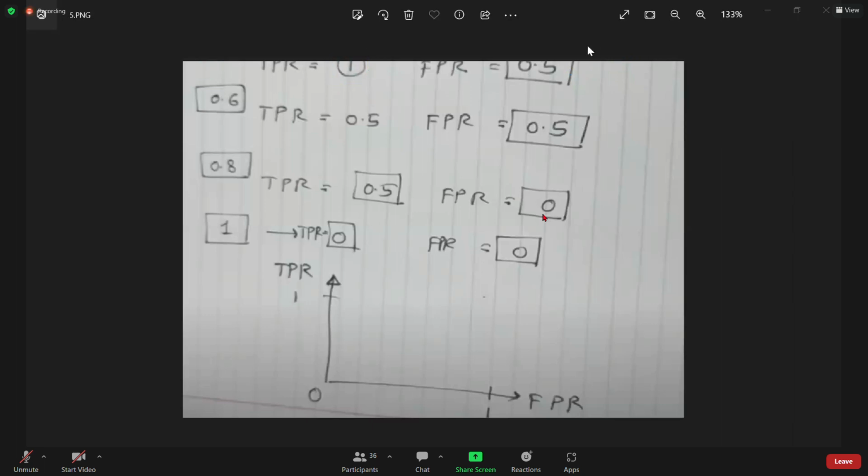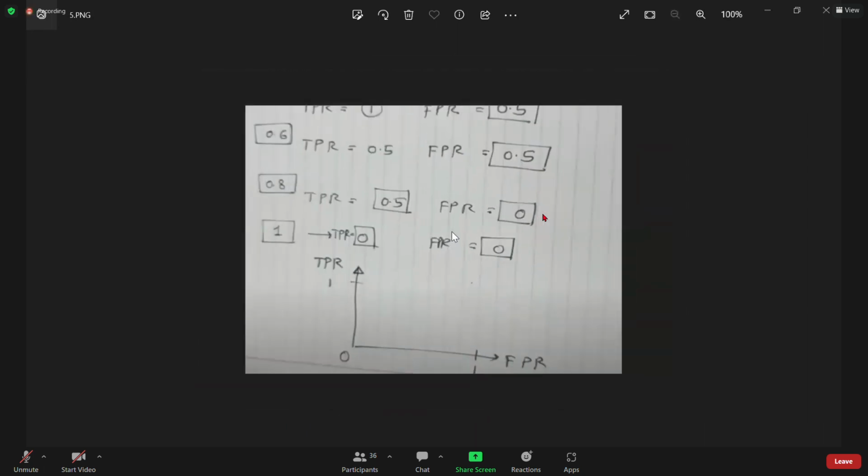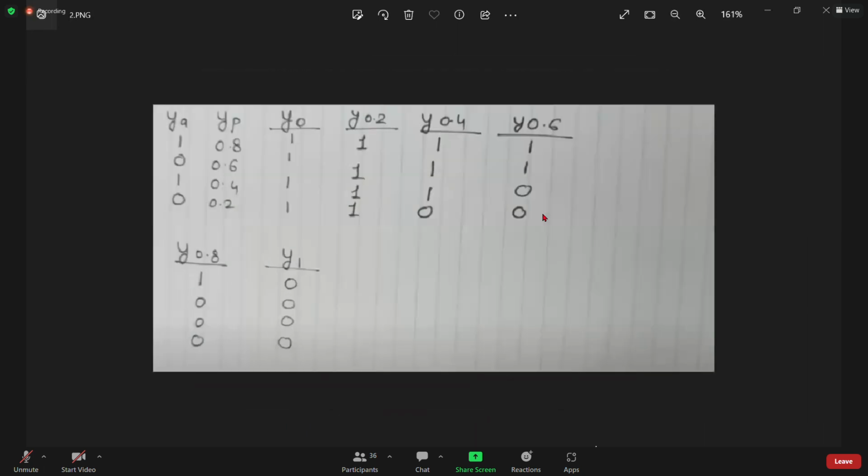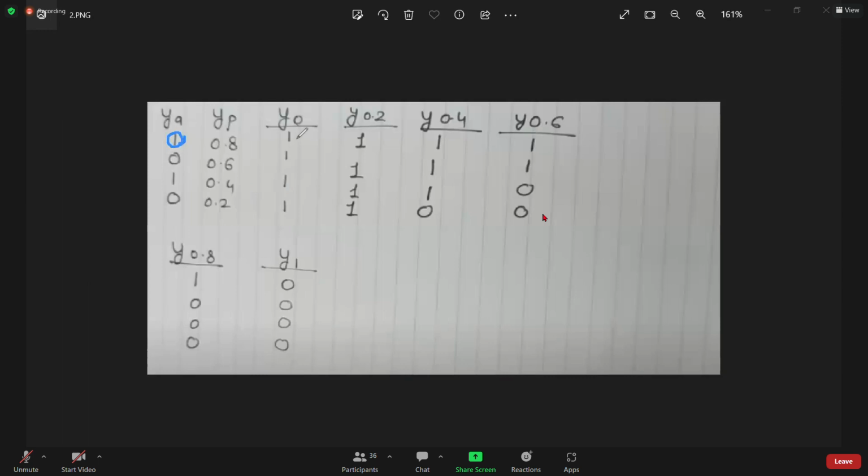Okay, I'll repeat one more time. Let me tell you guys. Actual is 1 and predicted 1, actual 1 and predicted 1. So TP equals 2, the number of correct predictions. So 1 plus 1, 2, divided by 2 plus 0. So 2 by 2 equals 1. Can I say this, guys? This is called TPR.